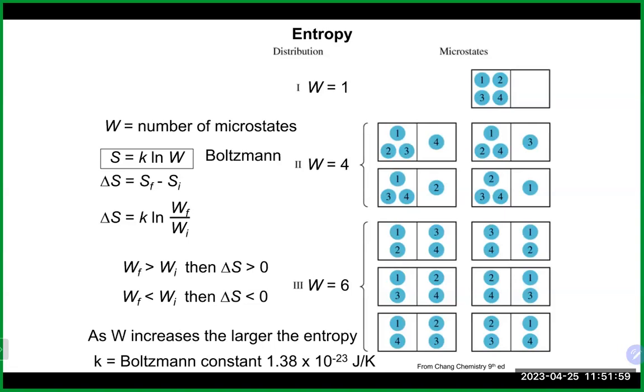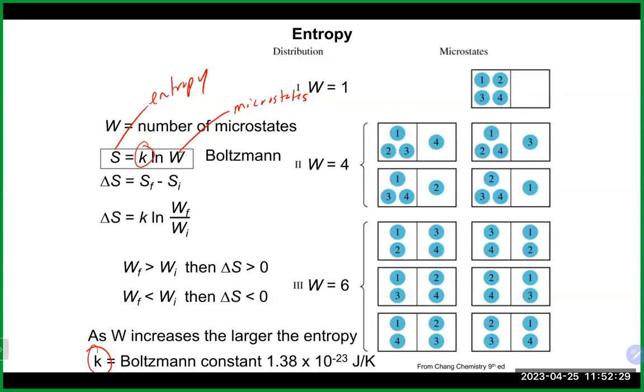S is equal to K times the natural log of W. S is our entropy. K is our Boltzmann constant, which is there on the bottom. And W is microstates. Microstates are basically the number of ways that you could do something, the number of different ways that something can occur.